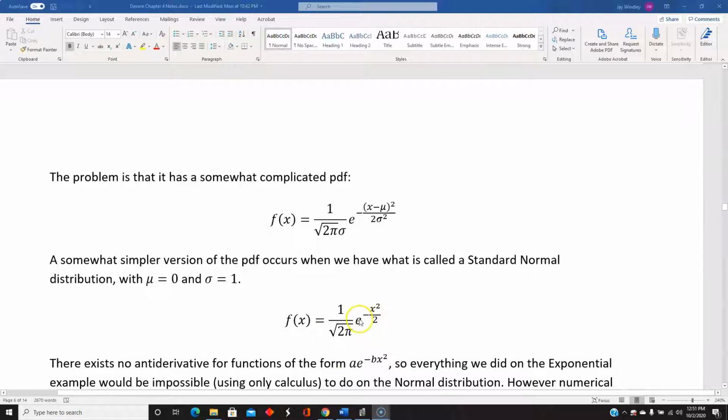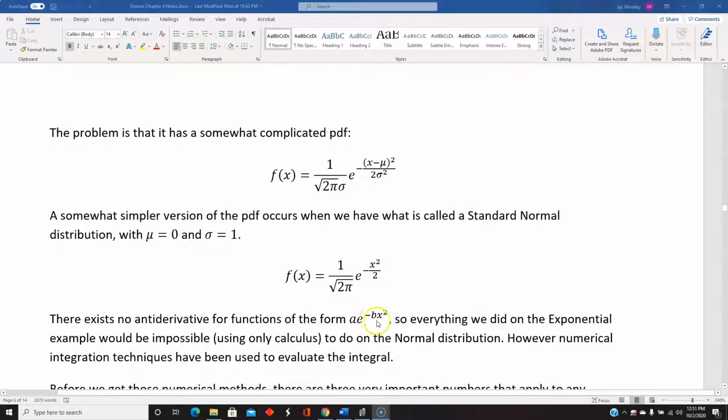Even with this simplified version of the PDF, the problem is that a function of this form does not have an antiderivative. So there's no way to find the CDF like we did for exponential. So over the years, many different kinds of numerical integration techniques have been used to obtain values of the CDF by integrating this PDF numerically.